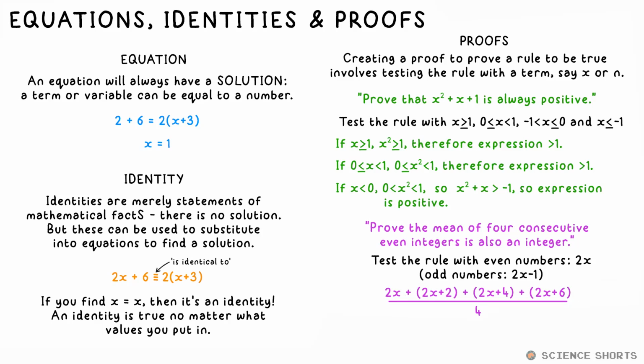So going back, our first even number in our consecutive line is just 2x. The next number will be 2x plus 2, then 2x plus 4, then 2x plus 6. Finally, any mean is the sum of the values divided by how many there are, so that's adding everything up, 8x plus 12 over 4, which is equal to 2x plus 3. There is no decimal or divide here, showing that this will always be an integer, a whole number, so long as x is an integer.